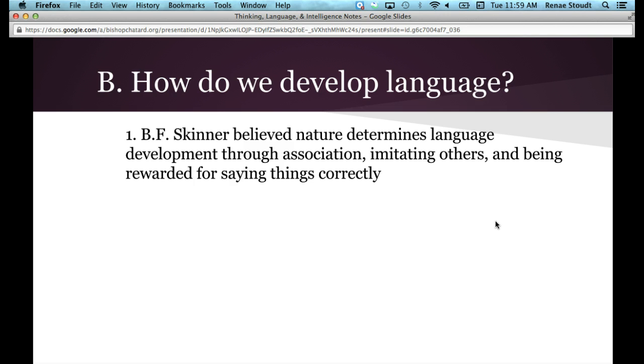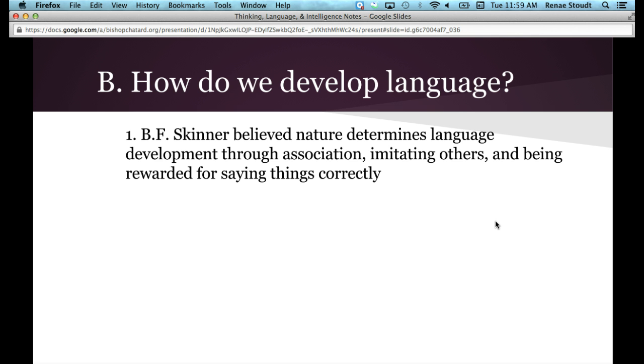Now, quick review question: was Skinner involved in classical conditioning or operant conditioning? Operant conditioning. So remember, he was the one that talked about positive and negative reinforcement and positive and negative punishment. So Skinner believed that nature determines language development through association, imitating others, and being rewarded for saying things correctly.